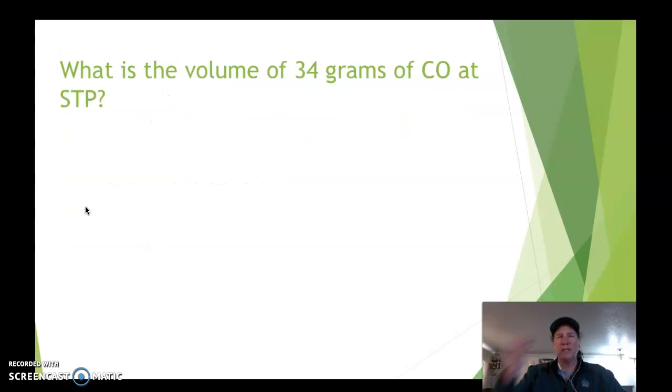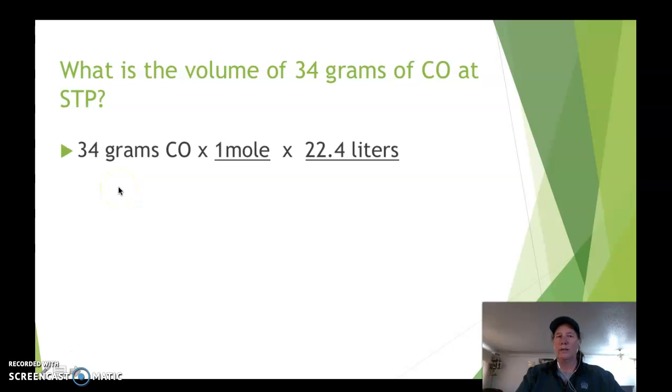Okay. What is the volume of 34 grams of carbon monoxide at STP? Remember, all gases at STP have a volume of 22.4 liters per mole. It doesn't matter what gas you have. So you take your 34 grams of carbon monoxide and change that to moles. That's not so hard. The molar mass is 28, carbon 12 and oxygen 16, which gives me 28. It's just what it weighs. Again, you have that app on your phone if you want to use it. So 34 times 22.4 divided by 28.